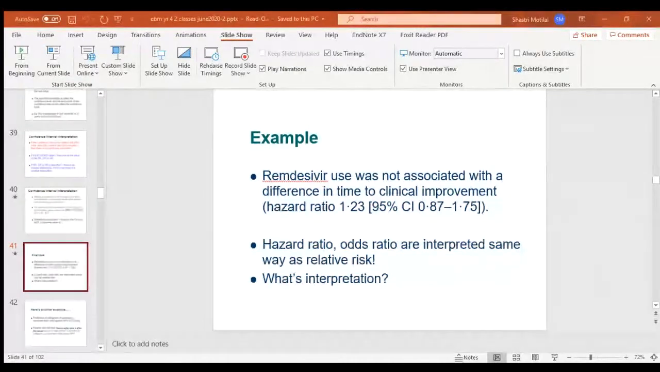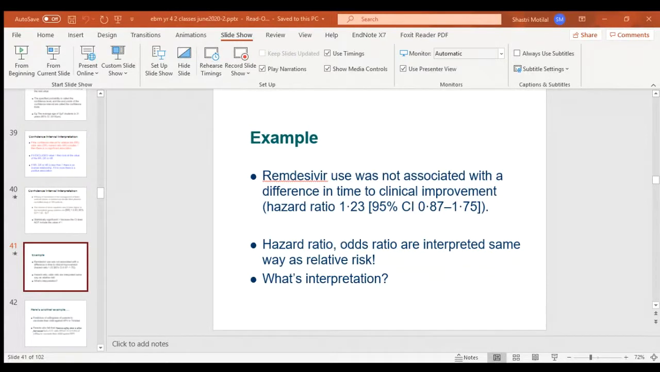So in a nutshell, odds ratio, hazard ratio, relative risk, if the confidence interval includes the value 1, no significance at all. If the confidence interval does not include the value 1, or it excludes the value 1, like this case, it is statistically significant.